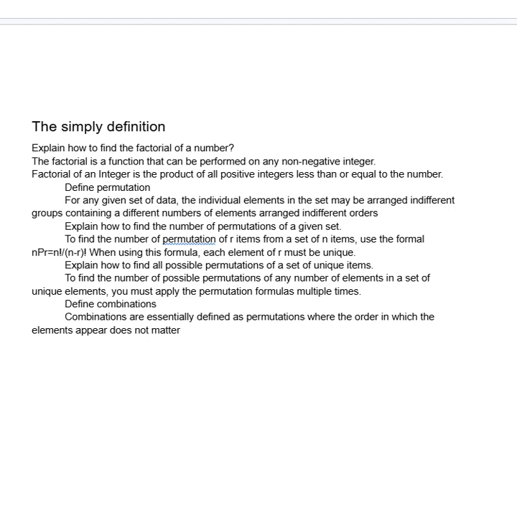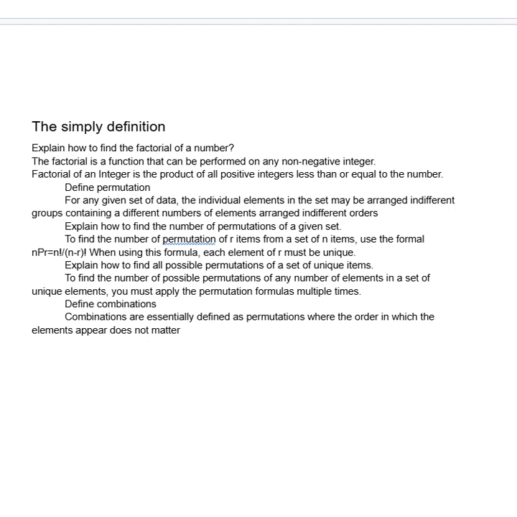Define permutation. Order matters. For any given set of data, the individual elements in the set may be arranged in different groups containing a different number of elements arranged in different orders. The order matters. Order very much matters.